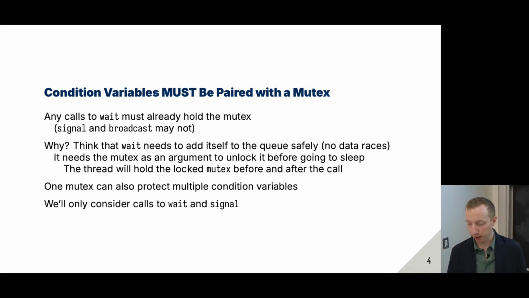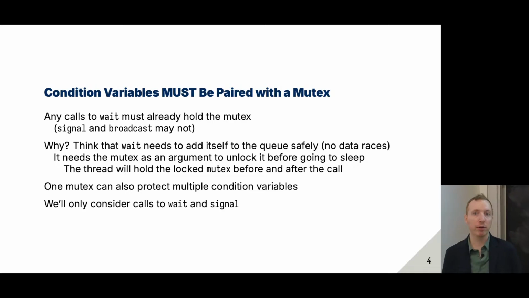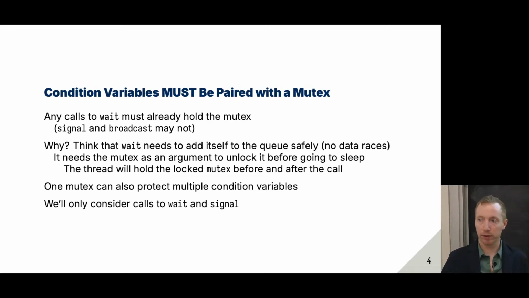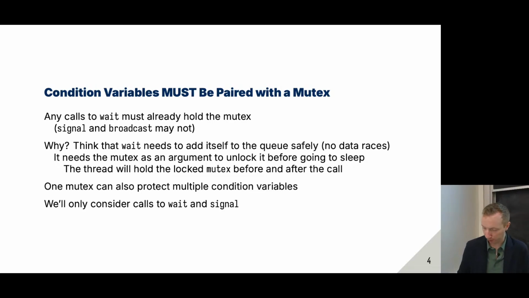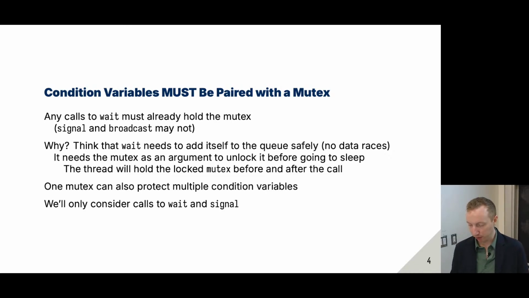And the other rule is whenever that thread gets unblocked, it will only return from wait when it has reacquired the mutex. So the mutex will be locked when you call it, and then locked when you return from it. So you don't have to worry about any weird locking conditions. So we can have one mutex that protects multiple condition variables, and like I said, we will only consider calls to wait and signal.